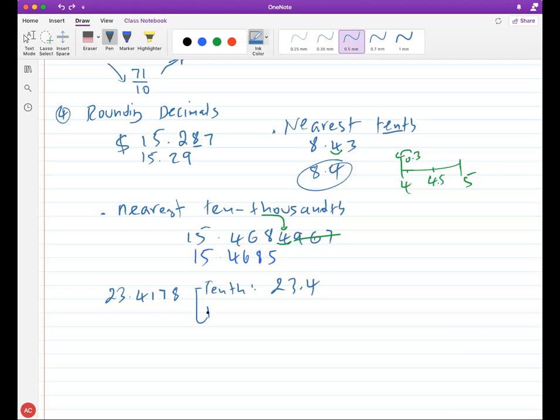What about the nearest hundredths? 23.42. That's right, 23.42. So this is the hundredths. We look to its right. This is 5 or more, so we're going to add 1 here and ignore everything else after that. Everything else after the hundredths, just ignore it, turn it into zeros. It doesn't matter. So this is going to be 23.42.